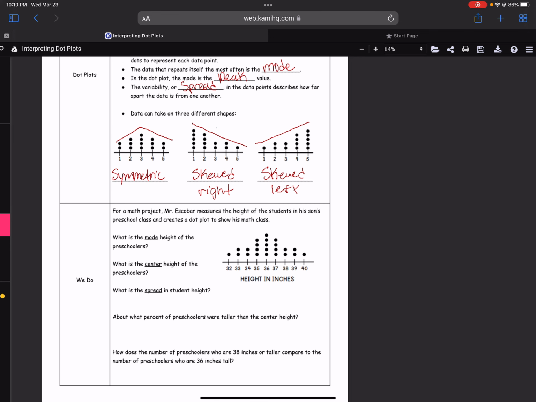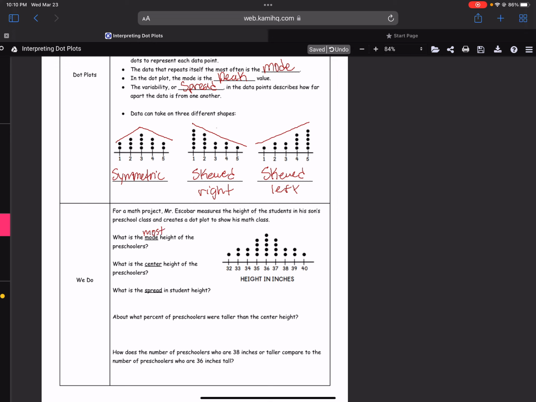We do for a math project. Mr. Escobar measures the height of the students in his son's preschool class and creates a dot plot to show his math class. So what is the mode height of the preschooler? So what is the most? I'm going to put most on top so I don't forget.